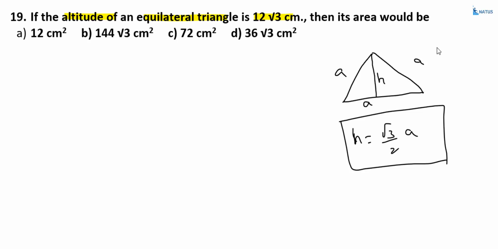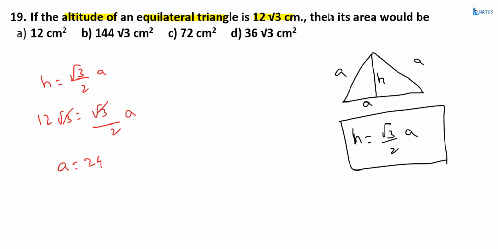Okay, no need to draw every time. Now, if the altitude of an equilateral triangle, what is the altitude? That is equal to H. Here, H is equal to root 3 by 2 A. Right? Now, what is the H? That is 12 root 3. 12 root 3 is equal to root 3 by 2 A. Root 3 gets cancelled. And what is the A? Here A is equal to 24.